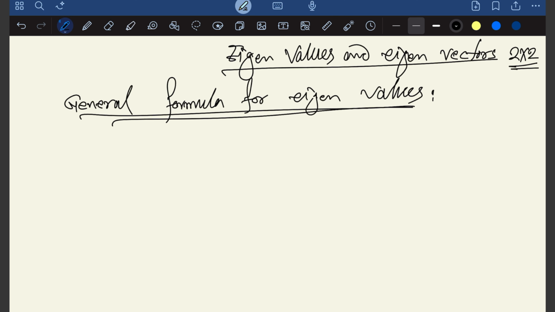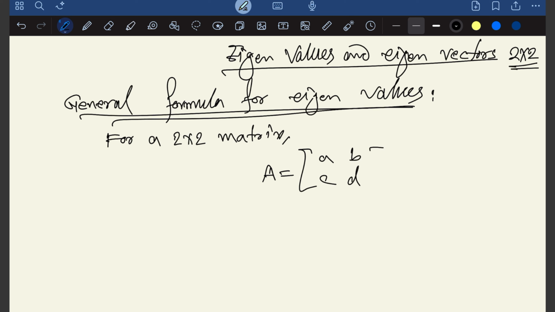Suppose for a 2 by 2 matrix, A is a matrix which has the entries a, b, c, d. 2 by 2 means the number of rows is 2 and the number of columns is 2. This represents rows and this represents columns. So our target is how to find eigenvalues.